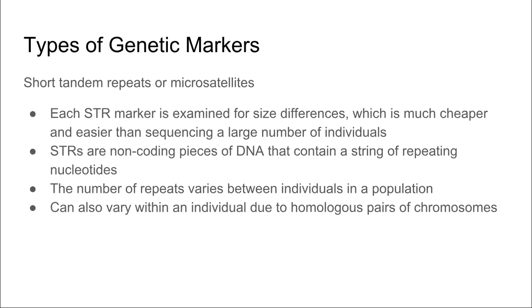Another type of genetic marker we can use are short tandem repeats, or microsatellites, and each of these are examined for size differences. These are proving to be much cheaper and easier than sequencing a large number of individuals. These short tandem repeats are non-coding pieces of DNA that contain a string of repeating nucleotides. So the number of repeats varies between individuals in a population, and it can also vary within an individual due to homologous pairs of chromosomes.